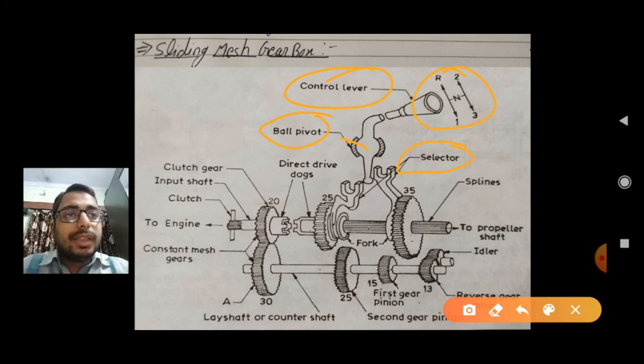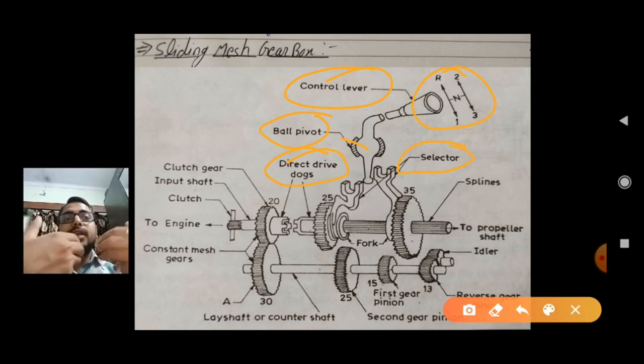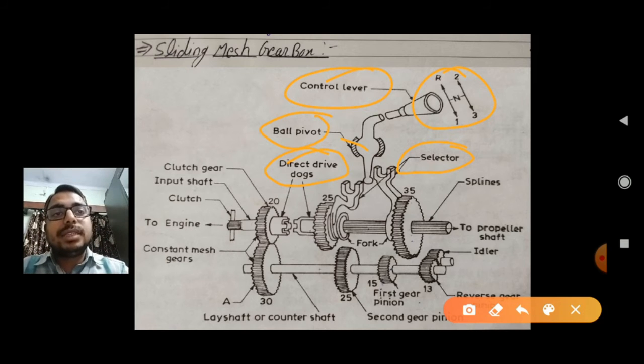Further, this is the direct drive dogs. Direct drive dogs are used in a higher gear case, generally the third gear case. In third gear, or top gear, the full power generated at the crankshaft is transmitted to the propeller shaft. So in the case of direct drive dogs, the engine is connected to the propeller shaft and the full power is transferred. So in this diagram, it is the third gear.